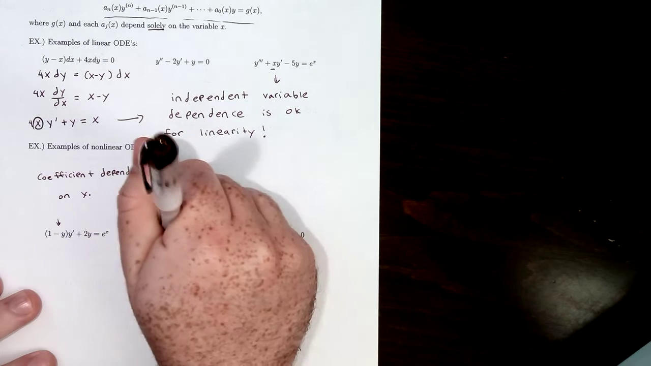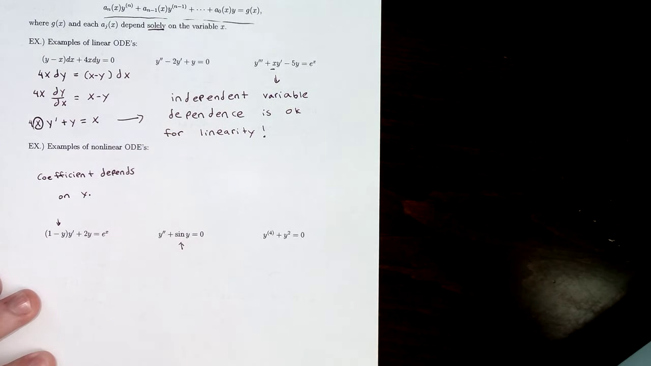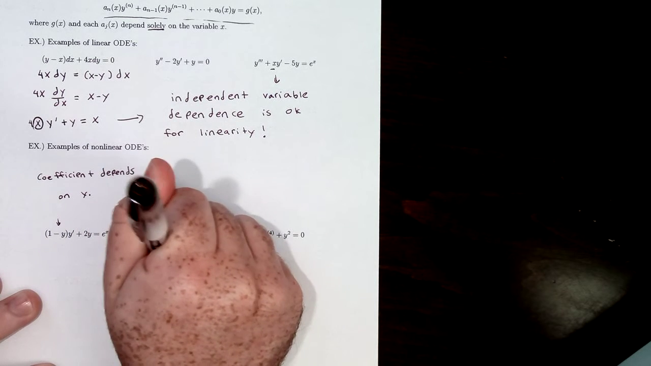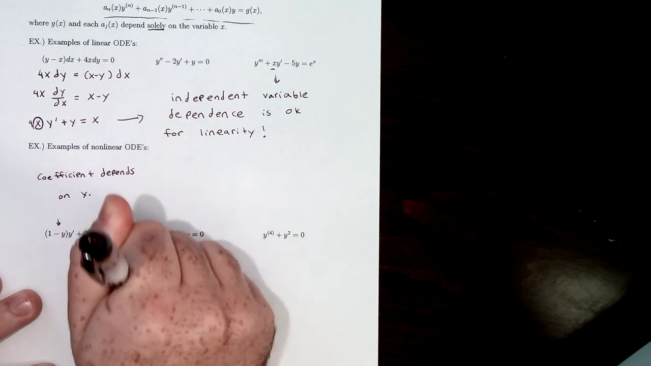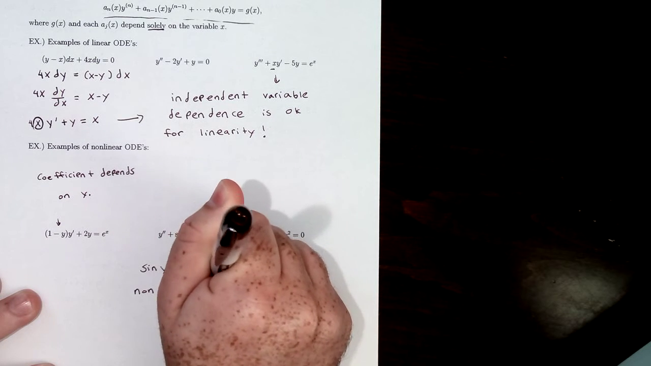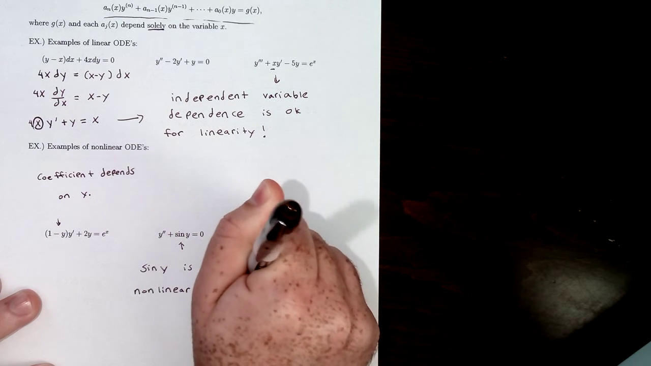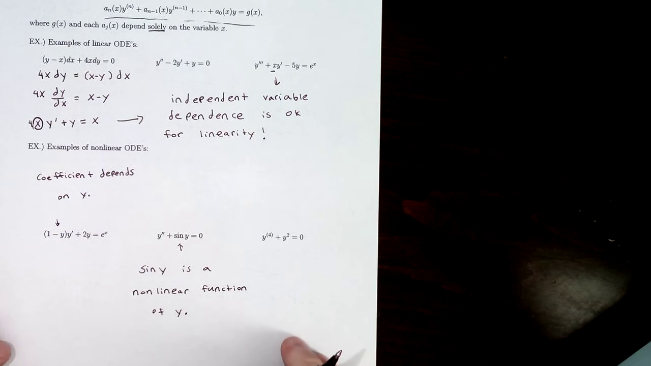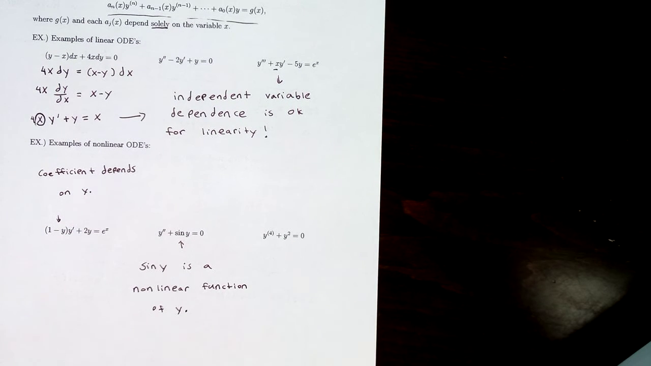The second one, we have y double prime plus sine y equals 0. The issue with this one is that sine y is a nonlinear function of y. Perfect.